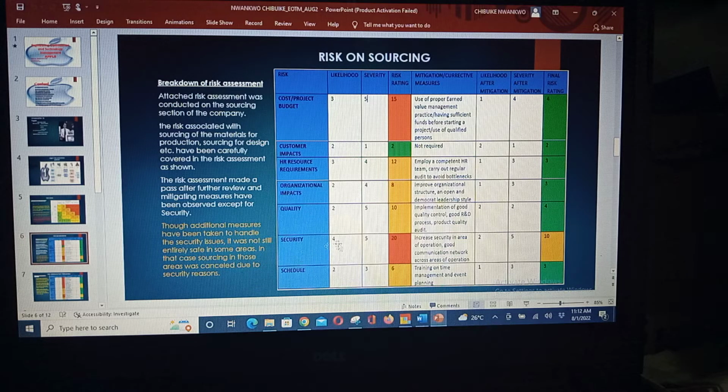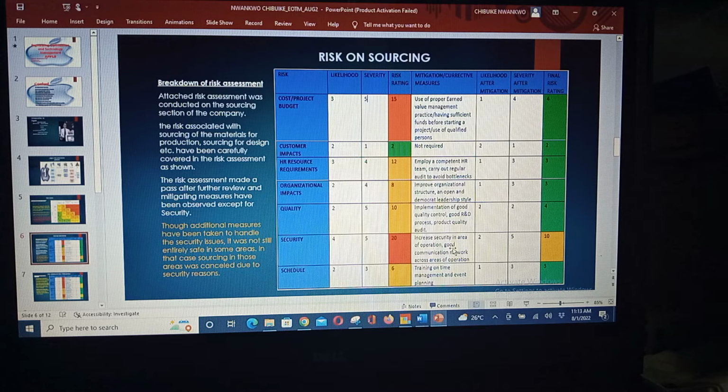Security, I have to go to this one because security has been a major threat in the world today. Look at what is happening in Ukraine, some places in Africa, in the US, and so on and so forth. If we are working, we need our security. So that is why the risk and severity is high, because if there is a security breach, there is a problem. So we need to find a way to mitigate this. What are the ways? Increase security in the area of operation, good communication network in case you need to call 911, and then more so being able to check ourselves and so on and so forth.